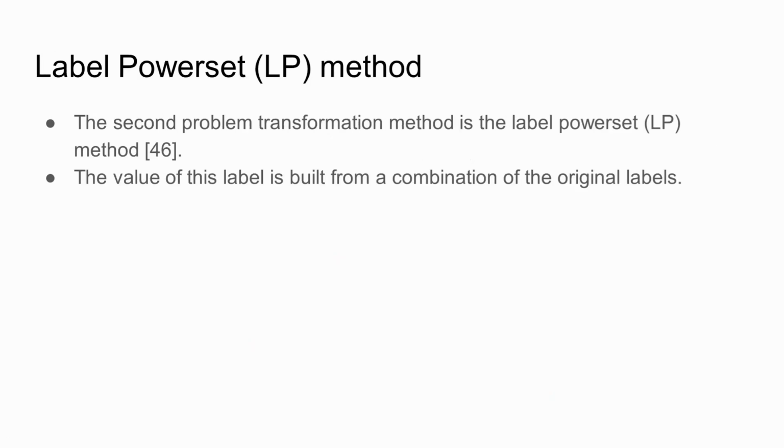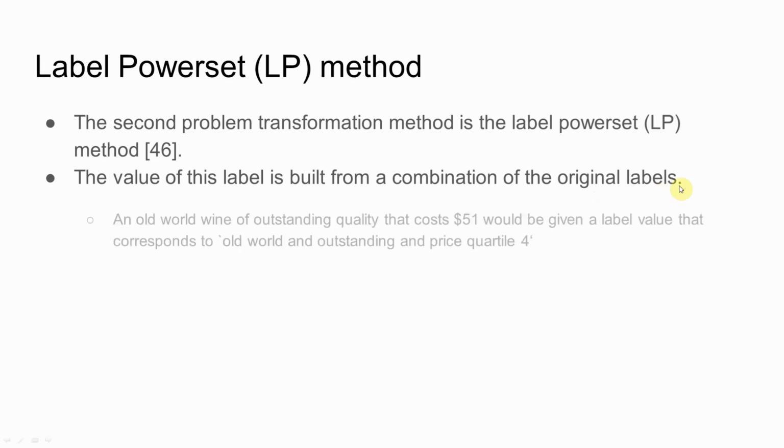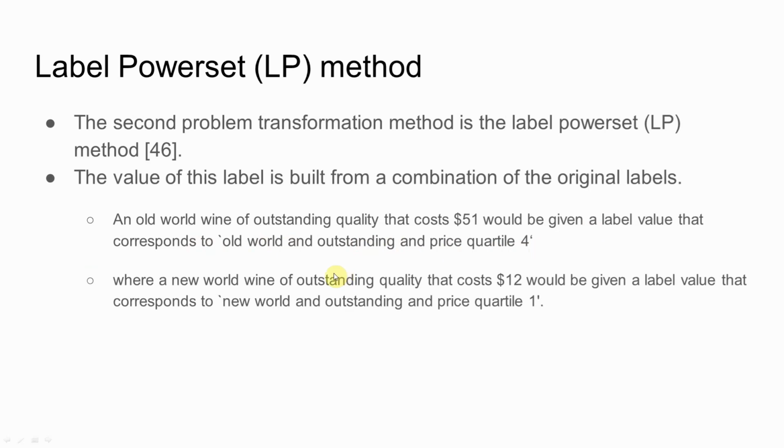If we go to the next one, it is the label power set. We try to combine the labels together. So how do we do that? We create new labels, where the value of each label is built from a combination of the original labels. So what does that mean? Since we have three labels, starting with all binary classes, an old world wine of outstanding quality that costs $51 would give a label corresponding to old world, outstanding, price quartile 4. And a new world wine of outstanding quality that costs $12 would be given a label value of new world, outstanding, and price quartile 1.